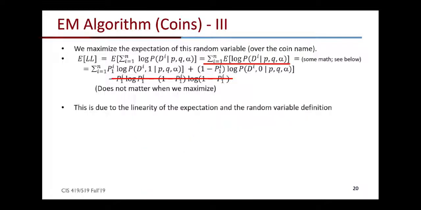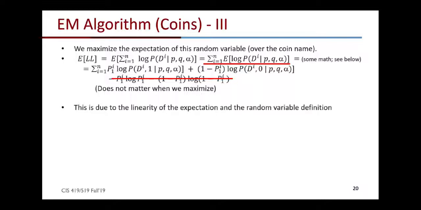But for now, let's just understand what we're doing. So we want to maximize the expected log likelihood. I've written the expected log likelihood as the sum over expectations here. That's the important part. And then I split it into two components, one for the case where the label is 1, and one for the case where the label is 0.